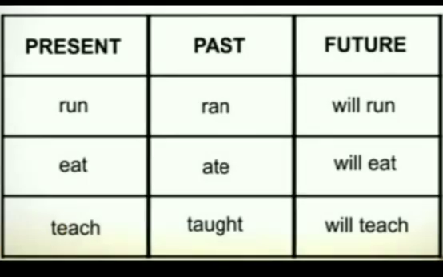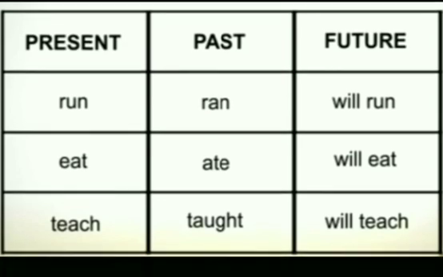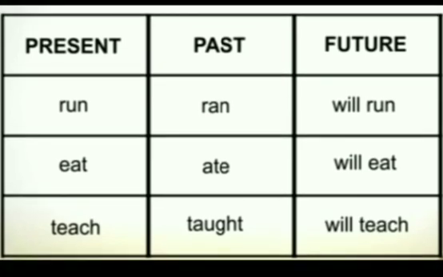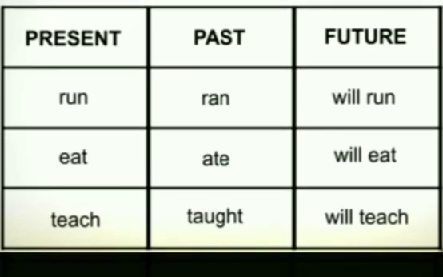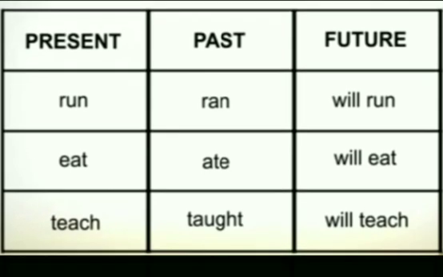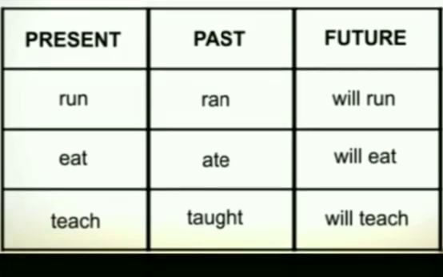Following are the examples. In present tense, we say run. In past tense, we say ran. And in future tense, we say will run. Eat, ate, will eat. Teach, taught, will teach. These are the examples of irregular verbs.